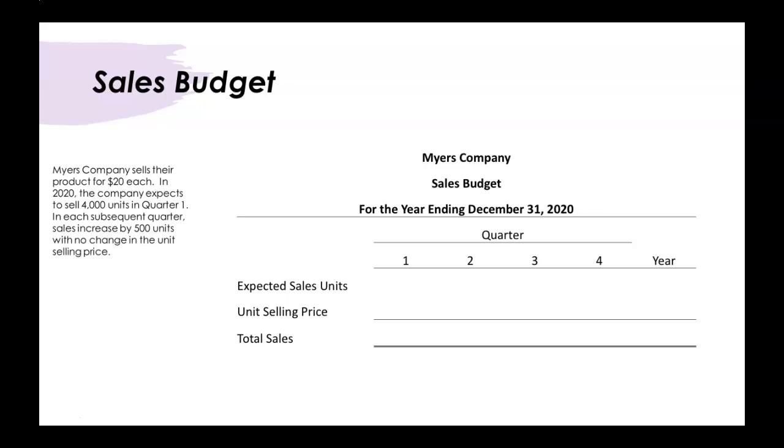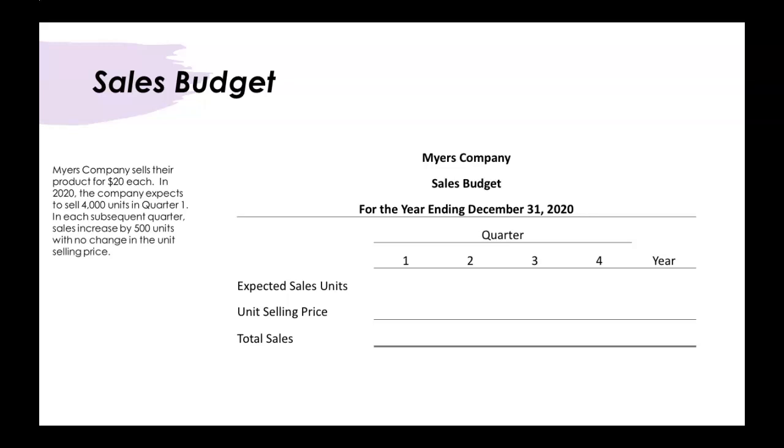So we have all of that information over on the left side. And then this is what your sales budget will look like. You'll need to put your expected sales units, your unit selling price, and your total sales. And we have it broken up by quarter and then for the entire year over on the far right.